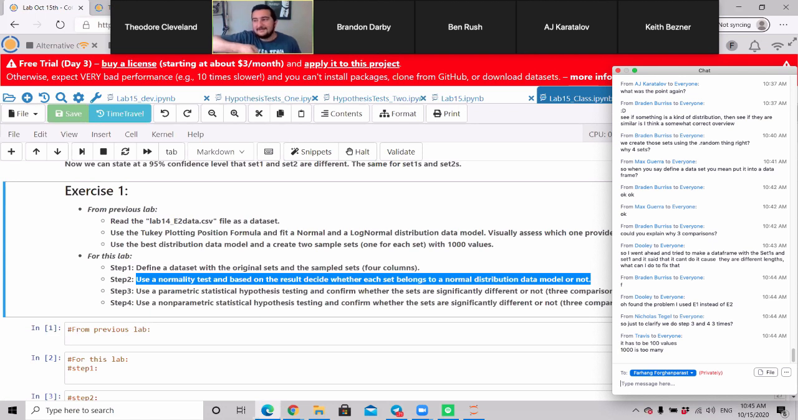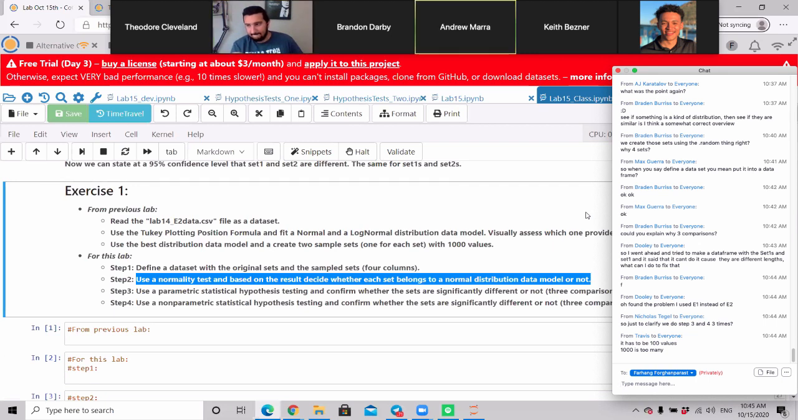Too many is a very relative combination of words. So in your lab 14 underline E2 data, how many numbers do you have under each column? 1,000. Then you need to make 1,000 samples. Boom. Nice. There you go. Yes, that was probably the issue. In the E1 that we used in the class, we had 100 samples. In the E2 that is given to you, you have 1,000 samples.